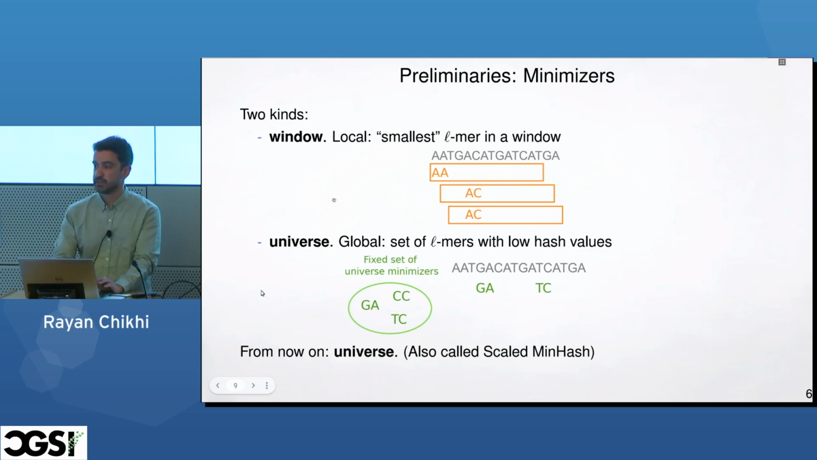In the literature, there have been many names for this concept, also called FracMinHash, scaled MinHash. It's related to locality-sensitive hashing of sequences, but the same objects have been seen from many different angles in the literature. I will call them minimizers. All right, so far?